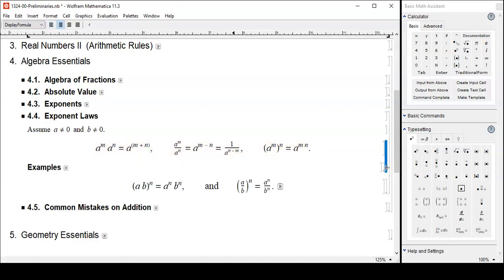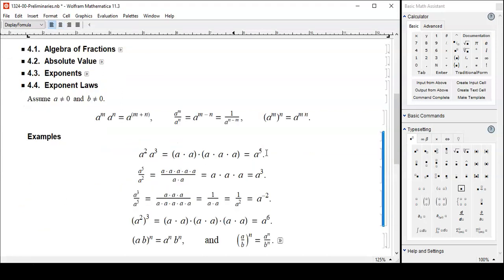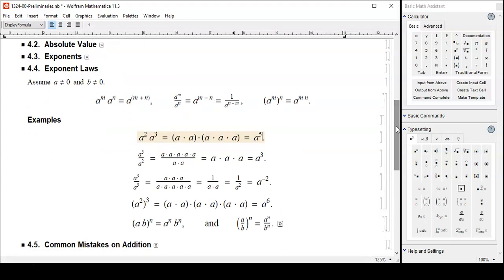Here are some examples that'll help you understand. A to the second power times a to the third power. Second power, a times a. And third power, a times a times a. Multiply all those together, total 5 times. Same idea will work for a to the 12th power times a to the 34th power. Just total how many a's are multiplied.